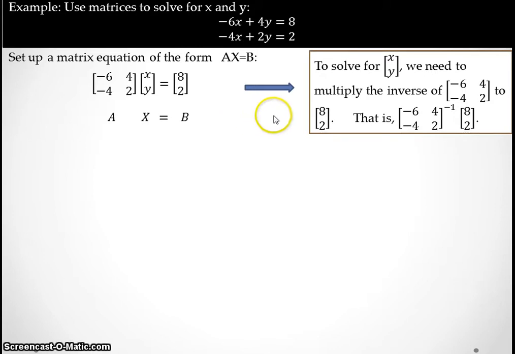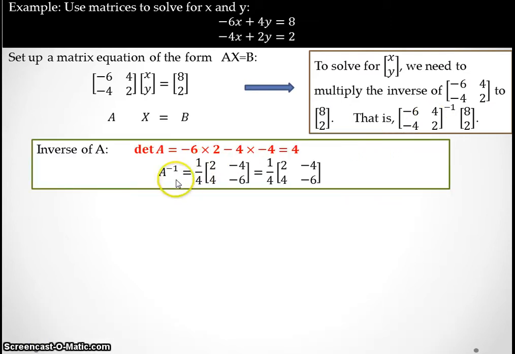Now to solve, all we need to do is multiply the inverse of the coefficient matrix to 8 and 2. So how do you find the inverse of the coefficient matrix? The inverse of the coefficient matrix is 1 over the determinant, and in this case the determinant is negative 6 times 2 minus negative 4 times 4, which actually gives us a positive 4. So the inverse is 1 over 4 times, interchange a with d, so 2 goes up there, 6 goes down here, and you change the sign of the other two elements. So 4 over here initially was positive, now it's negative, and therefore the inverse is 1/4 times 2, negative 4, 4, negative 6.